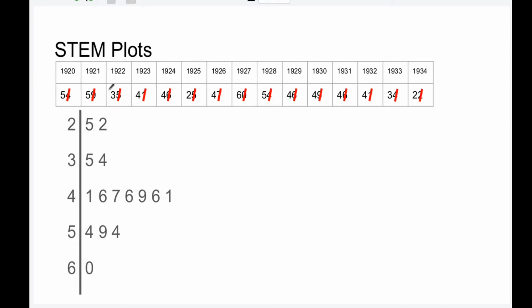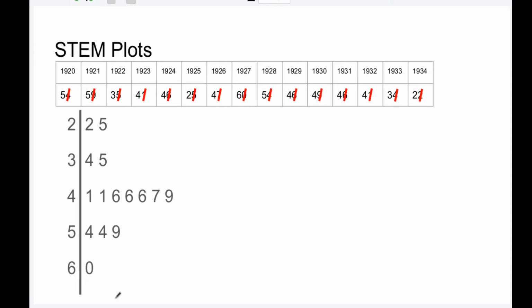The next step to complete a stem plot is to put each of these rows in order. So I want to switch this 5 and 2 so that the smallest numbers are closest to the stem. This is really nice that it lets us read all the data. I can see one of the data points was 22, 25, 34, 35, 41, etc. And they're all in order.